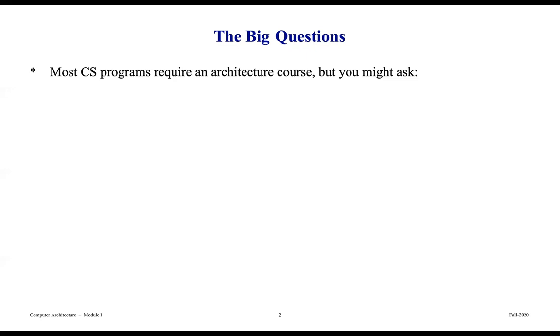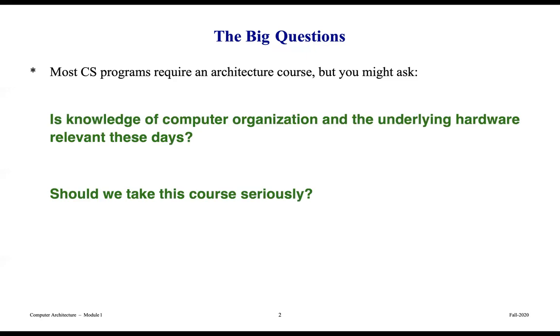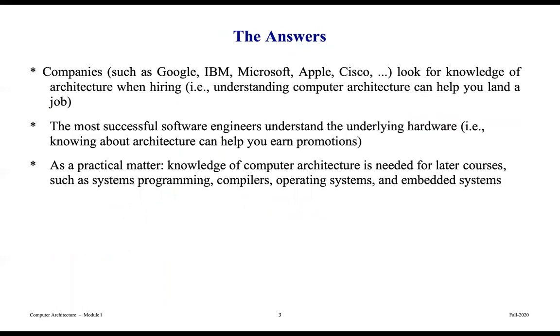So most computer science programs require an architecture course, and this is what we have as part of your curriculum in your program. And the question that Kumar wants us to be thinking about is: is knowledge of computer organization and the underlying hardware relevant these days? Should we even take this kind of a course seriously? And it's an interesting thing to be considering.